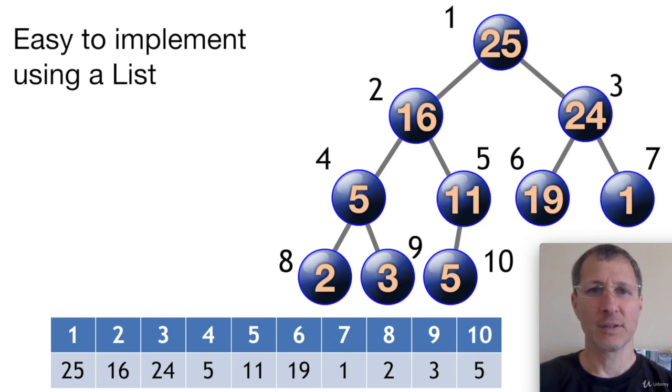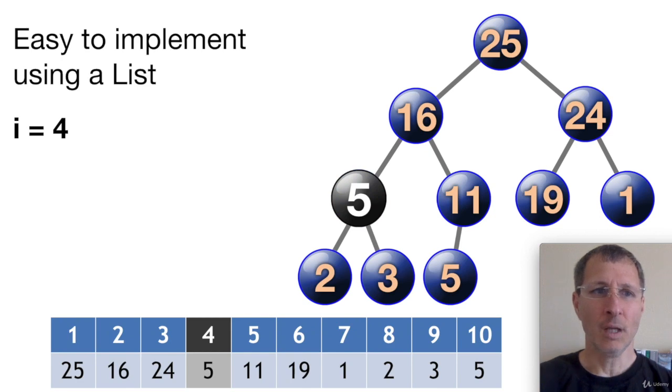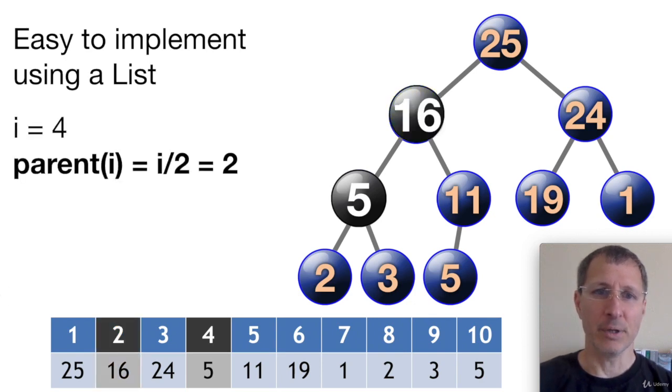So we can instantly access any node in the tree, or any node in the max heap. Now let's say we wanted to access the 5. We know that the index is 4. This is at index number 4 for this 5 node. Now we can also access 5's parent, which is the 16. We simply divide the index by 2. So this 4 divided by 2 gives us the index of 5's parent node, which is 16.